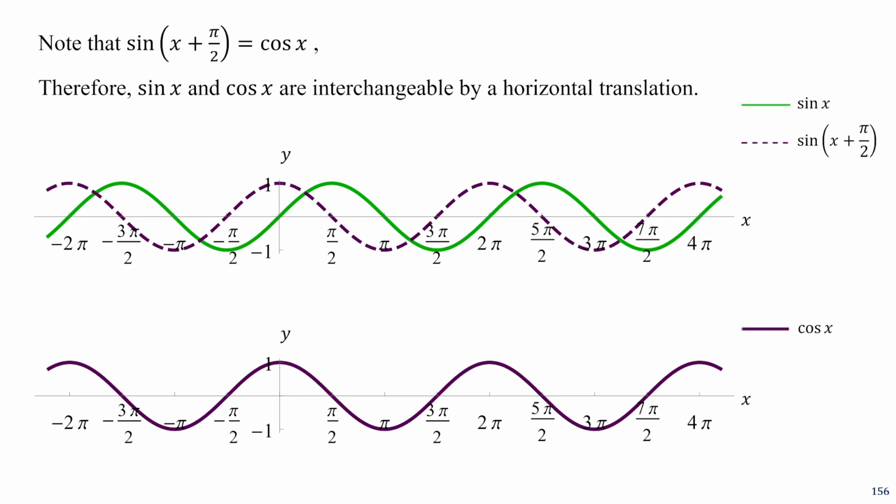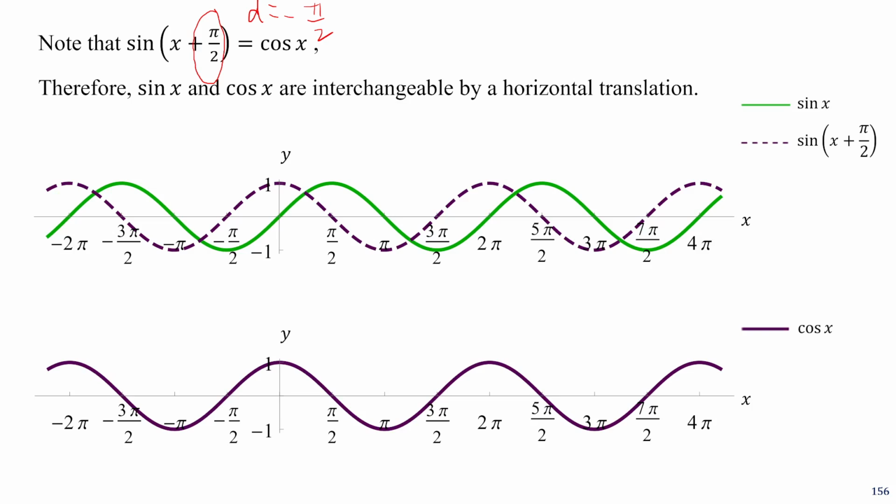Alright, next, also note that cosine x can be expressed as sine of x plus half pi, right? According to what we have learned for the trigonometric identities. And therefore, we know according to function transformation theory, sine x and cosine x are actually interchangeable by a horizontal translation. So this parameter is actually your d. So d equals -half pi, right?